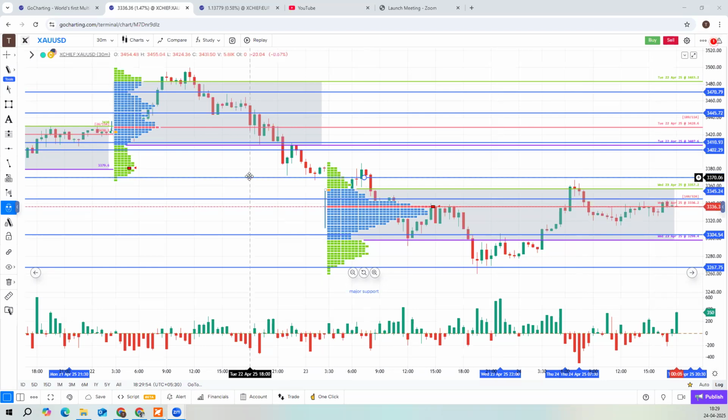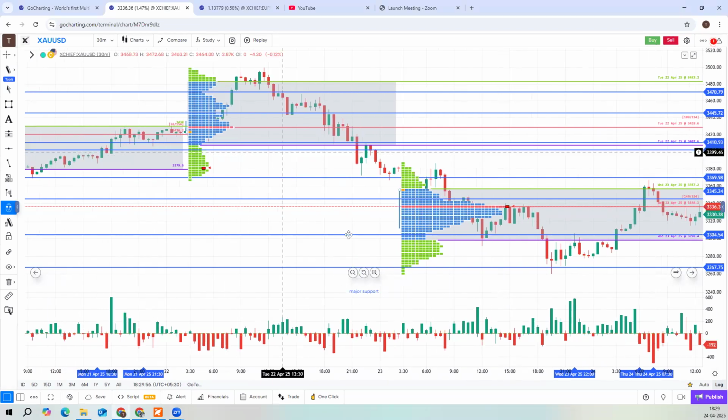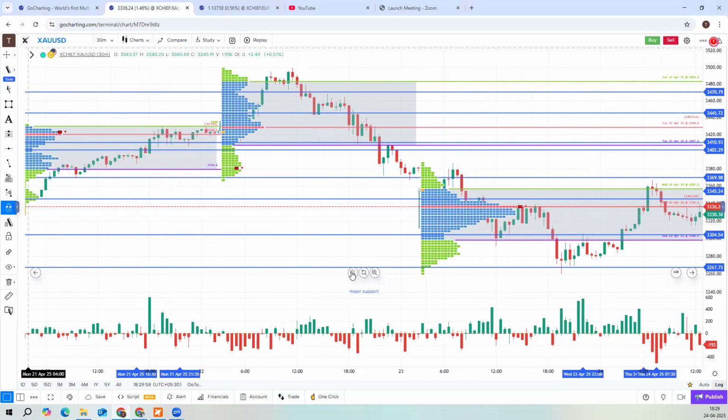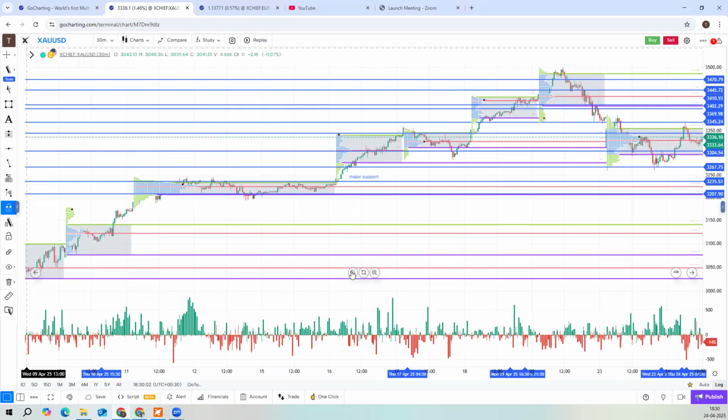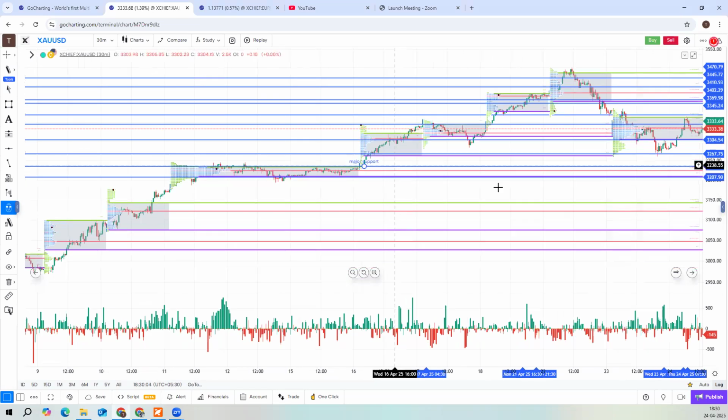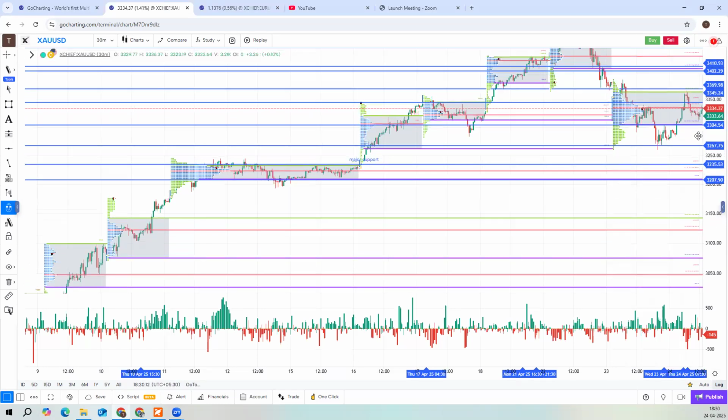Now if you see, we were talking about some kind of correction since the last videos. We have seen that this level, around 3230 to 3240, is a major support. So let me zoom it for you.